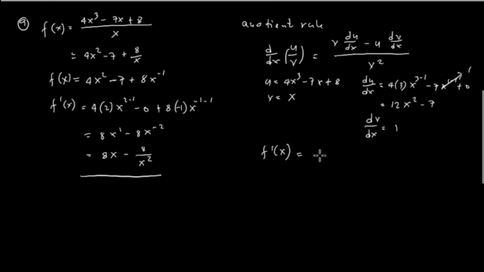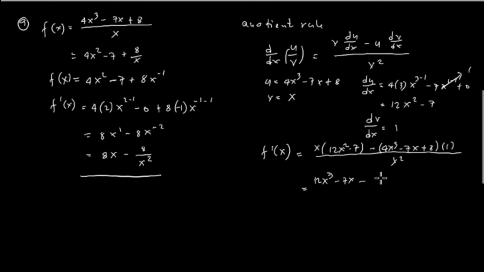Using the quotient rule, f prime of x is equal to v, which is x, multiplied by du over dx, which is 12x squared minus 7, minus u, which is 4x cubed minus 7x plus 8, times dv over dx, which is equal to 1. And we divide by v squared, or x squared. x times 12x squared is 12x cubed, minus 7x.